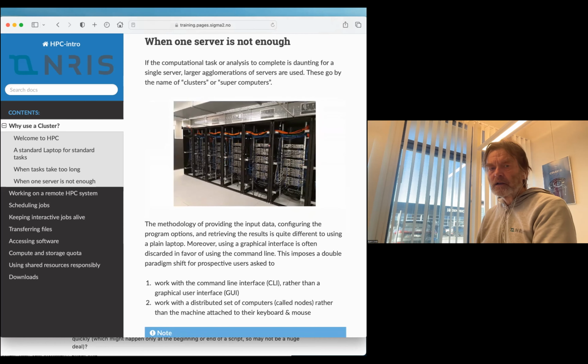And there is no keyboard or output device connected to the clusters. So your typical interface for working with a cluster is the bash command interface, which we showed you yesterday.